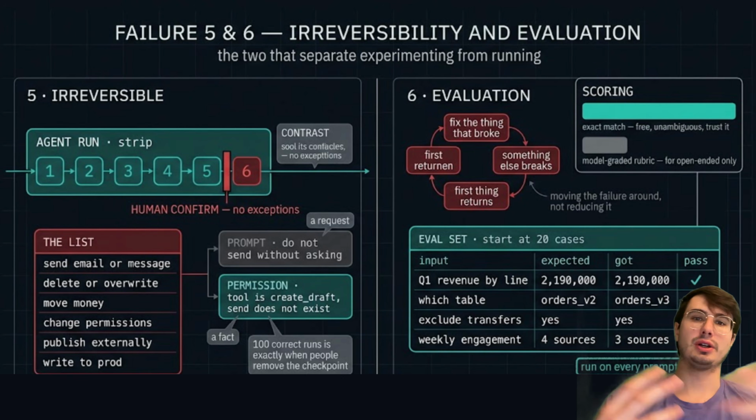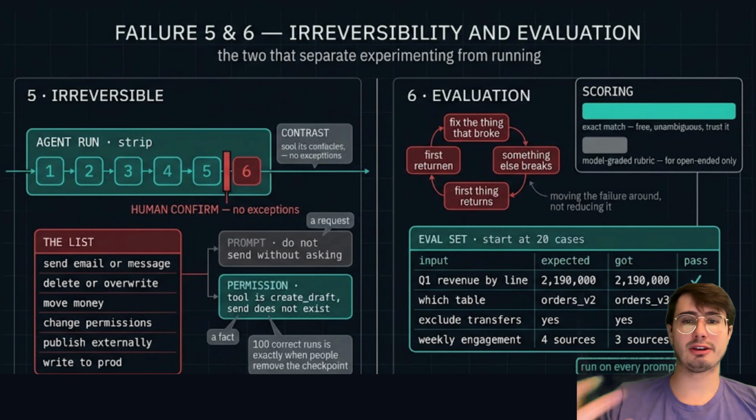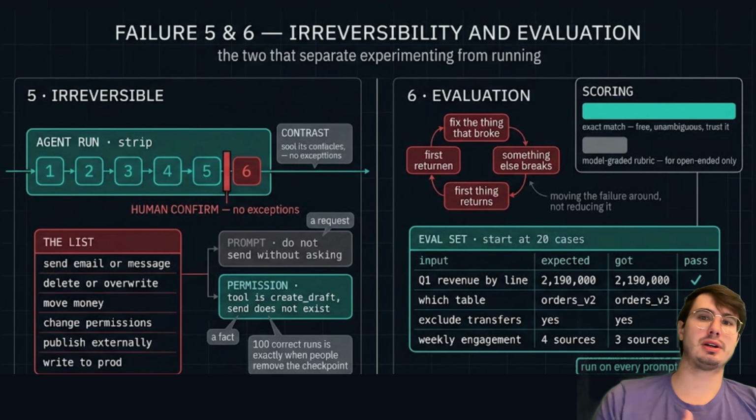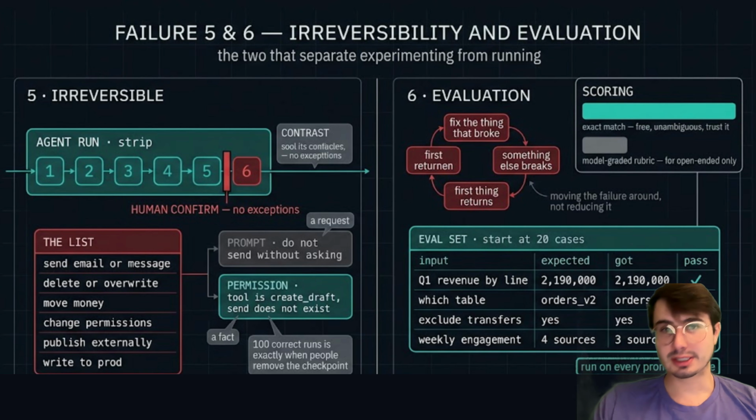And then in a month, you've got a set that's specific to your data and failure modes, which is worth more than any generic benchmark could ever be. For scoring, use exact match whenever you can get away with it, because it's unambiguous and free. Did it return the right number? Did it pick the right table? Did it exclude the right rows?